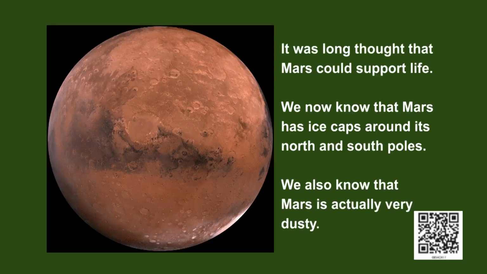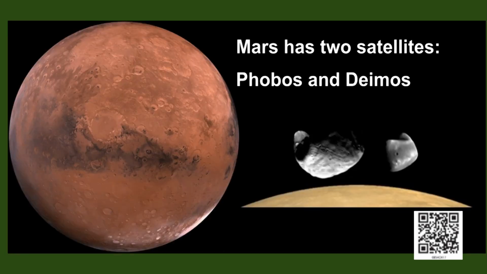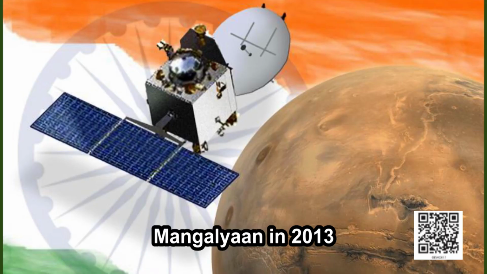Scientists have long been curious about Mars. It was long thought that Mars could support life. We now know that Mars has ice caps around its north and south poles. We also know that Mars is a very dusty planet. Mars has 2 satellites called Phobos and Deimos. This is the same planet to which we sent Mangalyaan in 2013.